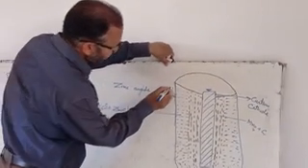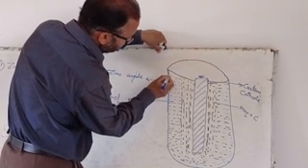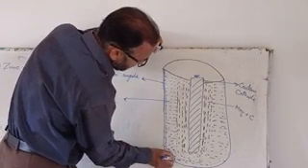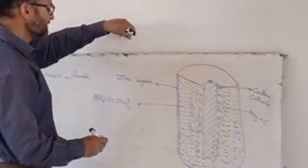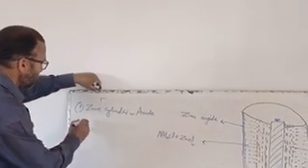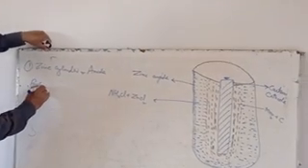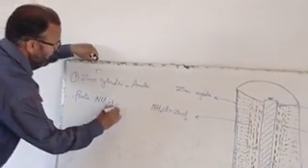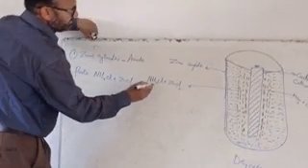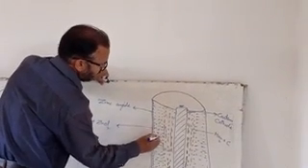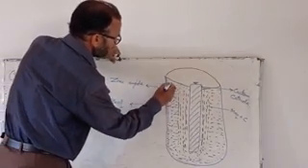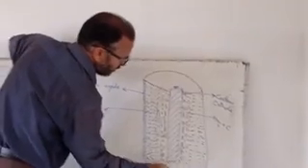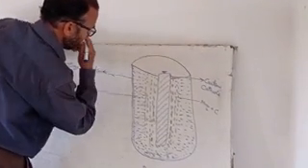This zinc cylinder is lined by a porous paper. And it is filled with a paste of ammonium chloride and zinc chloride. This is the paste of ammonium chloride and zinc chloride.